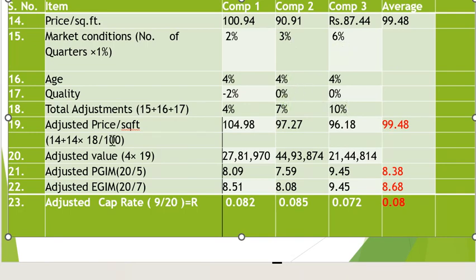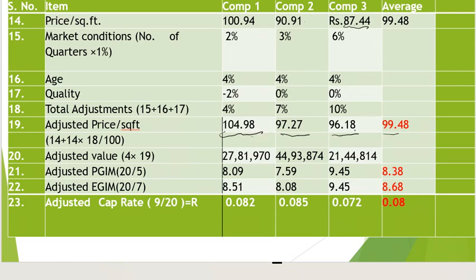So the adjusted price, you can say, means 100.94. It has to be increased by 4%. It has to be increased by 4%. It has to be increased by 7%. It has to be increased by 10%. So you multiply 100.94 with 1.04, you multiply 90.91 with 1.07, 87.44 with 1.10. So these will be your adjusted prices.